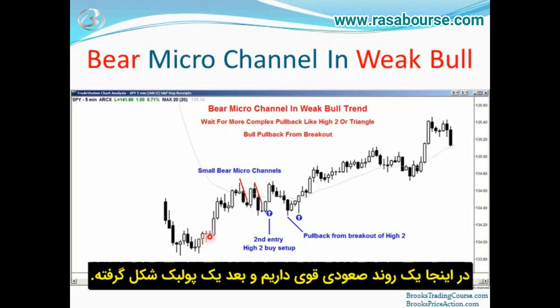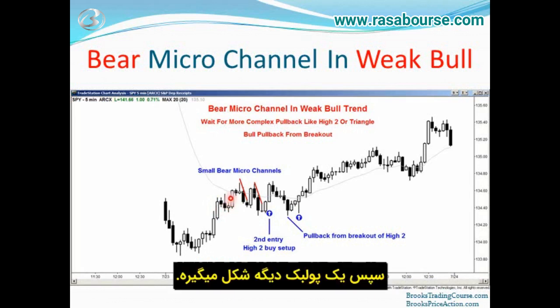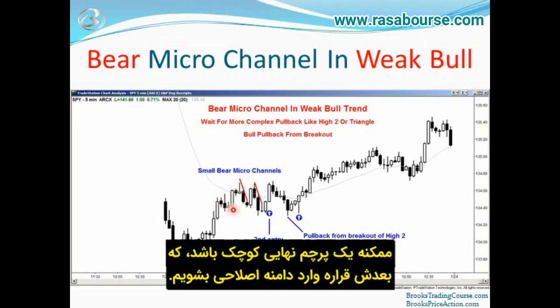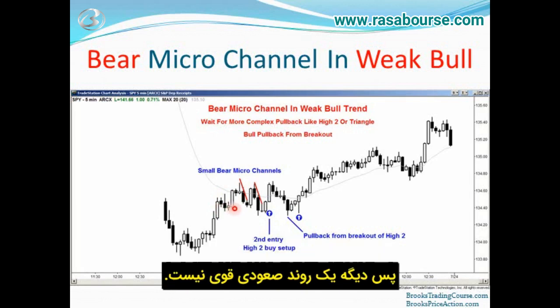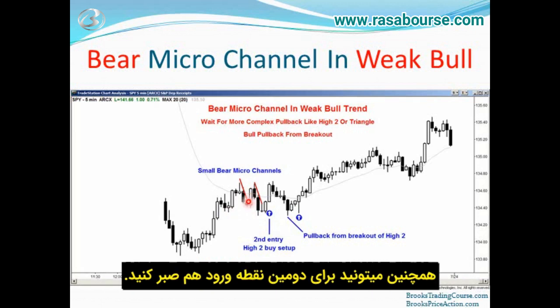Here we have a strong bull trend and we have a pullback. So it's a buy below and a buy above. Now we're immediately getting another pullback, so this might be a small final flag and we might be entering a trading range. So it's no longer as strong a bull trend. We have a bear microchannel. Should you buy it? You might be able to buy it on the basis of it being a double bottom for a scalp. You could also choose to wait and take the second entry.